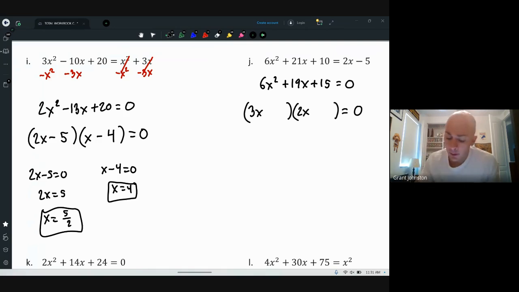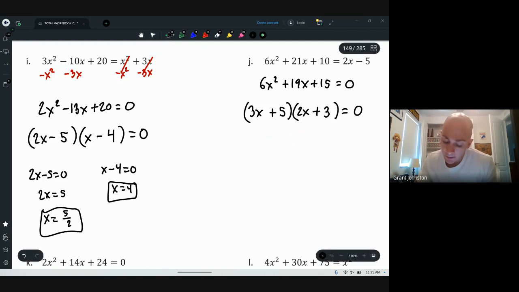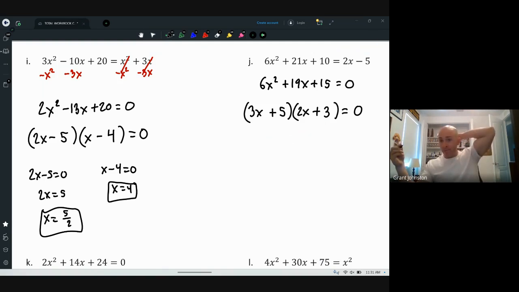I think I have to put the 3 here because that would give me 9x. And if I put the 5 here, that would give me 10x. Yeah, that would make 19x. Okay, so I have it factored.